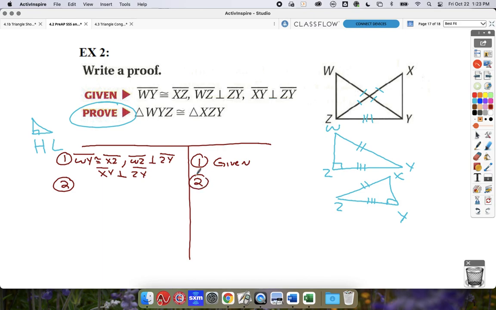Okay. They gave us one thing. This is the only thing they gave us right here. They gave us a side. Side doesn't exist in HL. They gave us a hypotenuse, so right now this is my H statement. Check. H, check. I need to do the L. Oh, the reflexive property. So ZY is congruent to itself. That is the reflexive side.